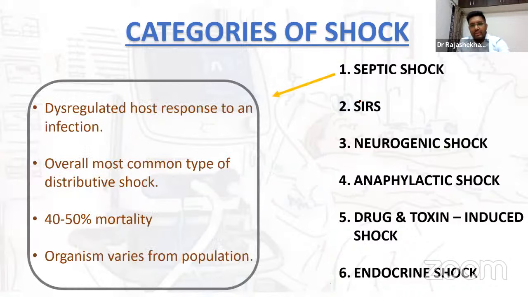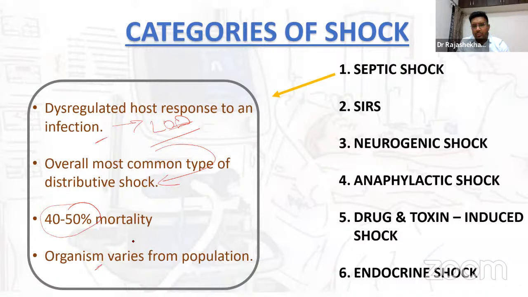Septic shock. We know and we discussed in the last class that it is a dysregulated host response to an infection causing life-threatening organ dysfunction. And it is overall the most common type of distributive shock, with the mortality being very high. It's 40 to 50% of mortality. And again, the organism varies from population to population, we discussed in the last class.